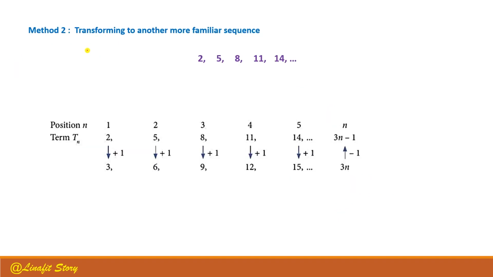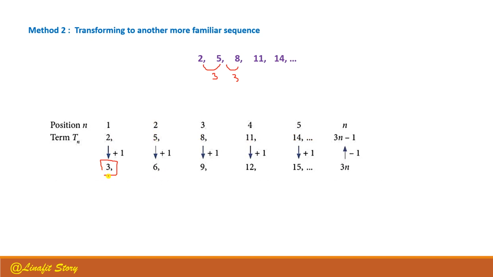The second method, transforming to another more familiar sequence. 2, 5, 8, 11, 14. The common difference is 3. Since the common difference is 3, we can transform the original sequence to a new sequence which consists of terms that are multiples of 3. The first term must be 3, so that we know that the general term is given by 3n immediately. The first term is 2, the second term is 5, the third term is 8, the fourth term is 11, the fifth term is 14, and so on.